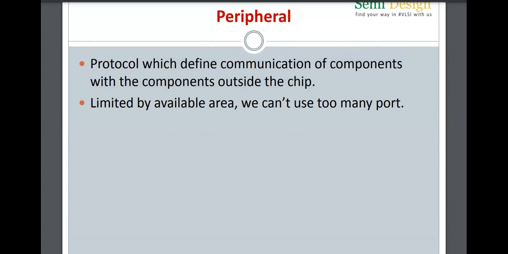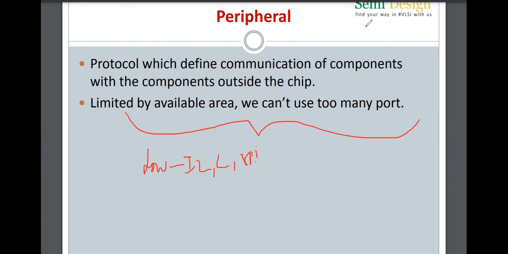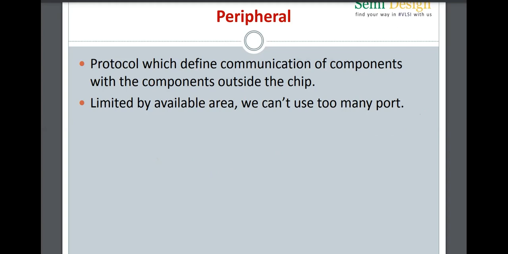Like in serial communication, we have low bandwidth protocols like I2C, SPI, and UART. Like that, in AMBA protocols, we have peripheral and on-chip protocols. Peripheral means low communication, a low bandwidth protocol, and it has a smaller number of signals. That is the main difference.